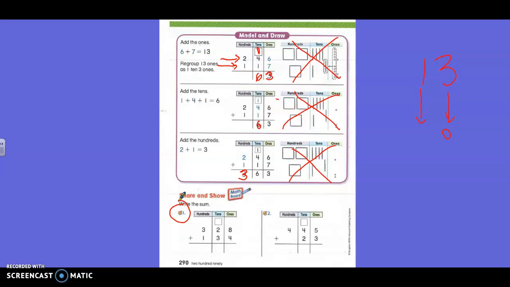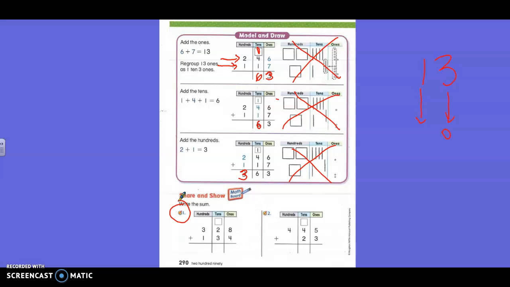All right. So when we are stacking and adding, they already stacked the numbers for us. 328 plus 134. What's 8 plus 4? We always start with the ones, right? What's 8 plus 4?